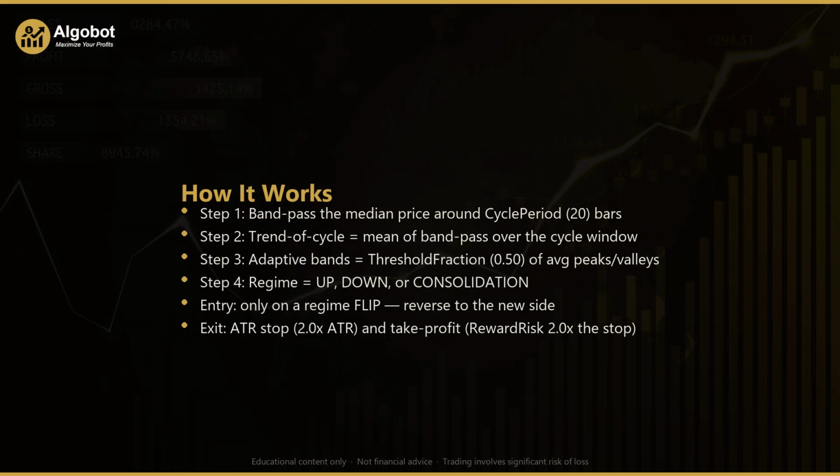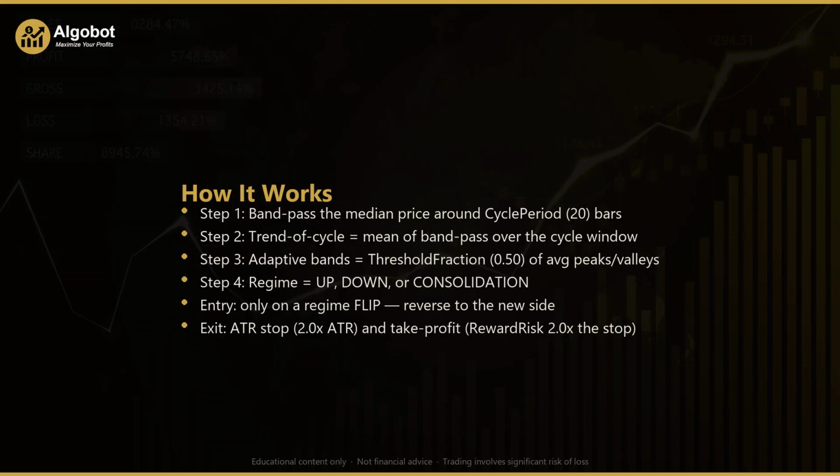Step 3 builds the adaptive bands. Over a longer look back, the peak window, which defaults to 50 bars, the strategy finds every local peak and every local valley in the bandpass wave and averages them. It then multiplies those averages by the threshold fraction, defaulting to 0.50, to create an upper band above zero and a lower band below zero. If no clean turning point exists yet, it falls back to the highest and lowest values in the window. These bands are the heart of the method, because they force the trend estimate to clear the market's own recent swing size before anything happens.